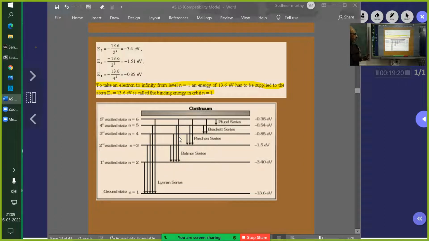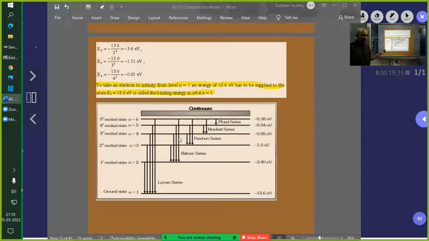Excuse me, sir. Yes, please. Sir, after we provide 13.6 electron volts, the electron excites and jumps to infinity. Then again, after 10 raised to minus 8 seconds, will it come back? No. Thank you for this one.